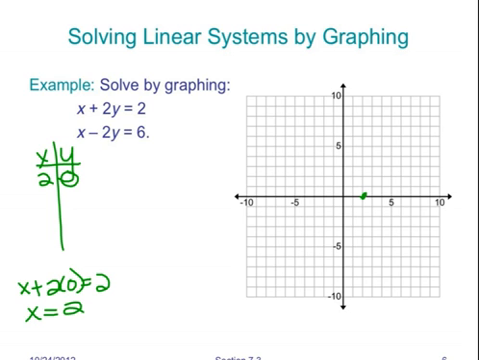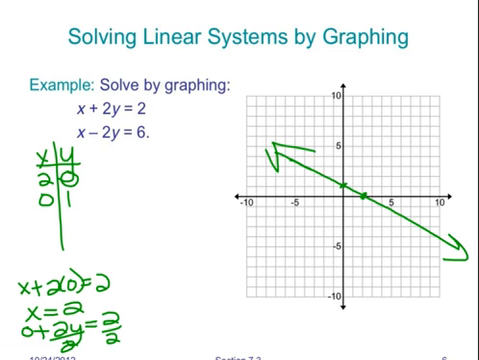To graph a line, I need 2 points, so I'm going to plug in 0 for x this time. And now I have 0 plus 2y equals 2. Solve for y. I'm going to divide by 2. I get y equals 1. So my second point is the point 0, 1. And I'm going to connect those dots. So that's the first equation.